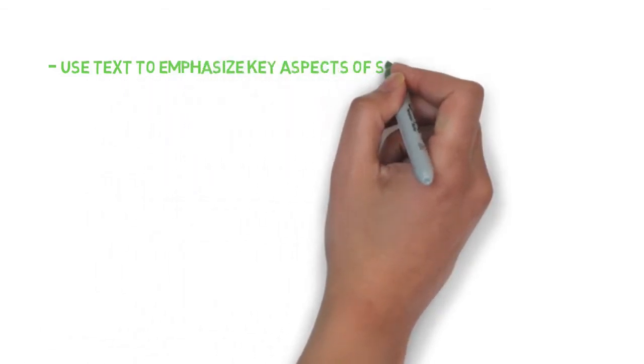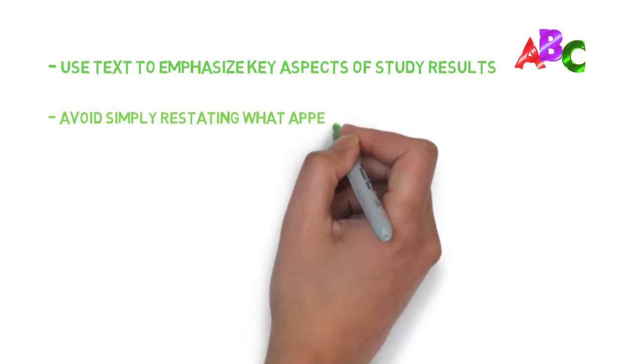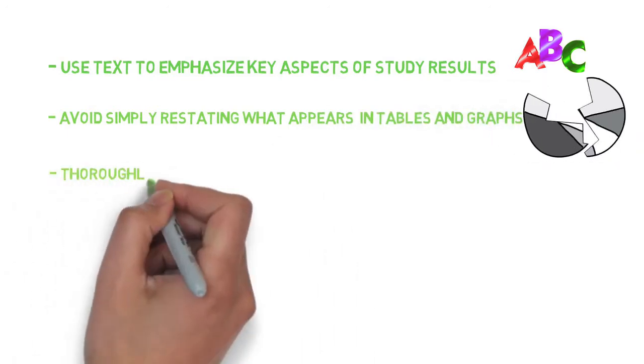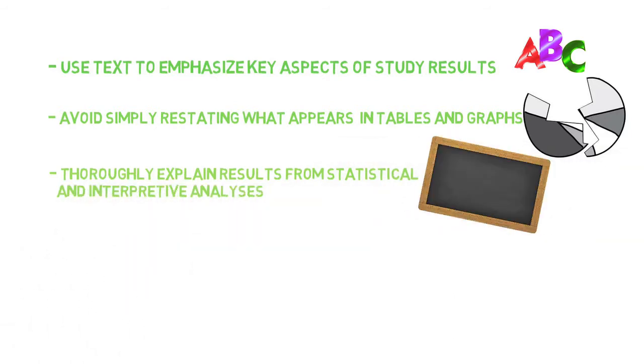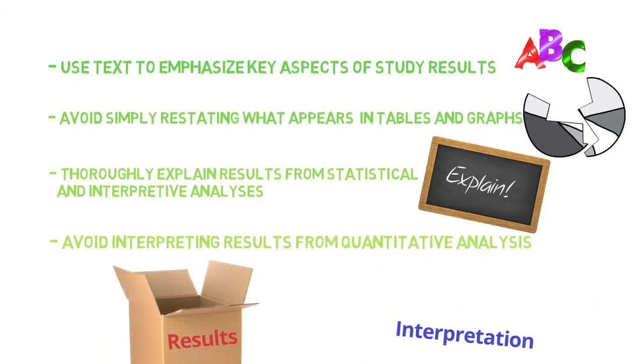results. Rules of thumb for study write-ups include: use text to highlight the most important aspects of your study results. Stay away from rote repetition of what is already contained in tables and graphs. Be as thorough as possible in explaining results from statistical and interpretive analyses. And avoid interpretation of your quantitative analysis in the results section of your study.